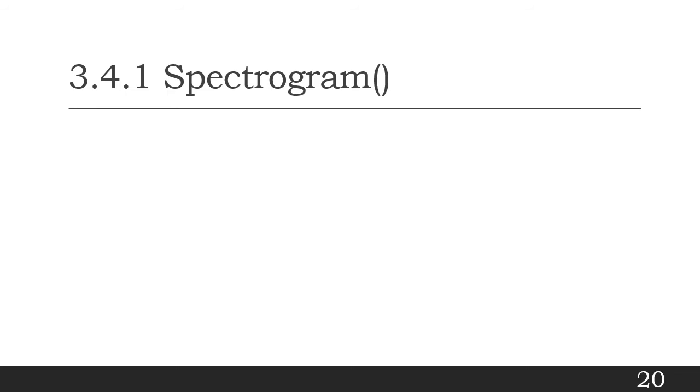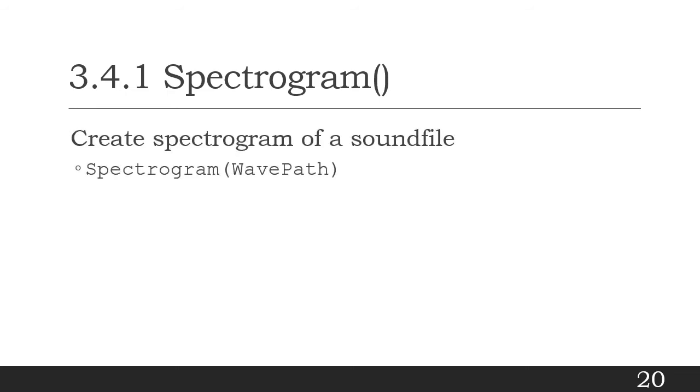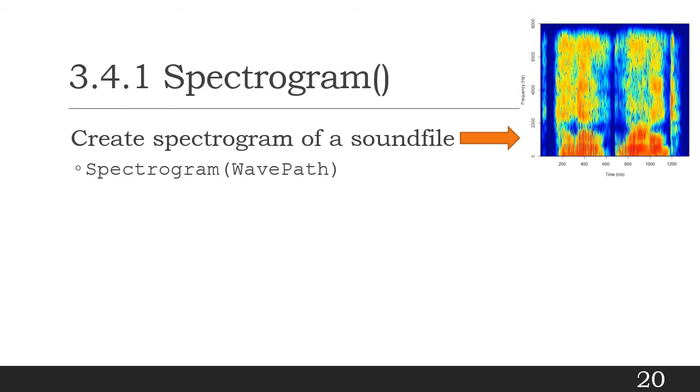Let's begin with spectrogram. Like it says in the name, this creates a spectrogram of a sound file. So the usage is very simple: spectrogram wave path, and it will create something like this. You can see that this is in full color, but there is a setting to change it to black and white, which is more normal for Praat users.